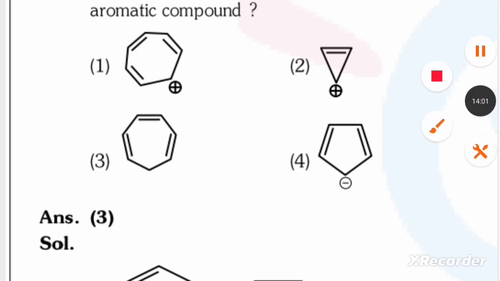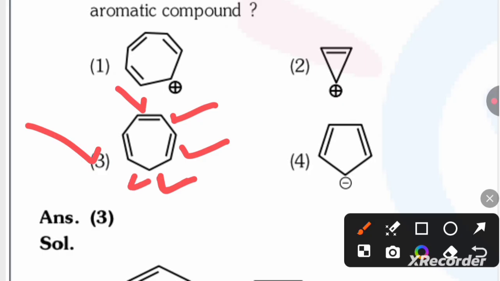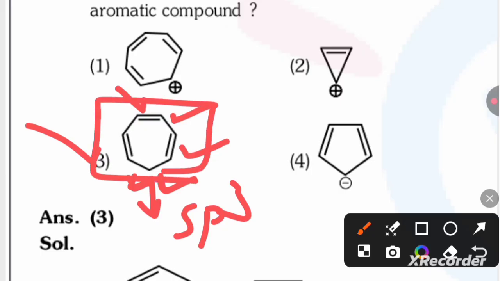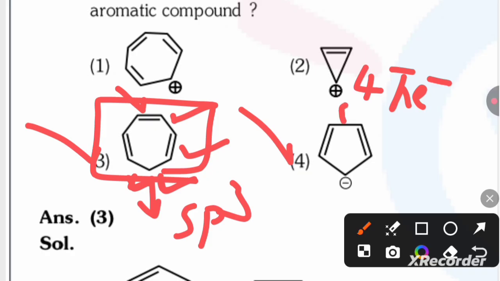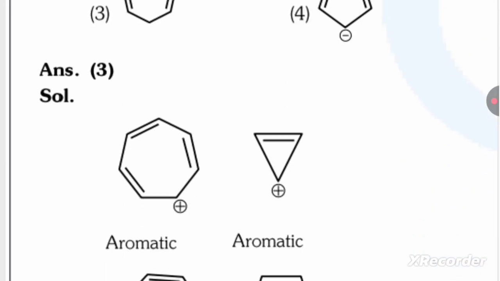In the third option, we do not find alternate double bond, single bond, double bond, single bond. Both are single bonds, and a single bond means sp3 hybridized, so it will not show planarity and it will not satisfy Huckel's rule. Because of that, option 3 is not aromatic. This one we can find aromatic. It has 4 pi electrons according to Huckel's rule, and it satisfies alternate single bond, double bond, single bond, lone pair, single bond, double bond. So option 3 is the right answer. Option 3 is not an aromatic compound.